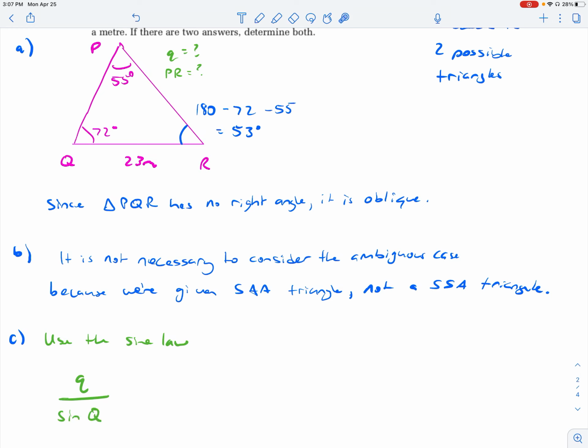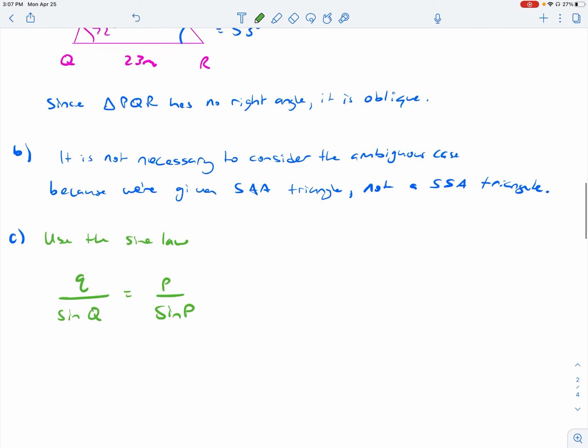So that's my pair right here. I have the angle and I have the length. That now needs to be equal to another pair that I know. Well, I know this length and this angle. That's another opposite pair, so I can write that in. I'll say P over sine P. That's the sine law, right? Those opposite pairs make ratios that are equivalent.